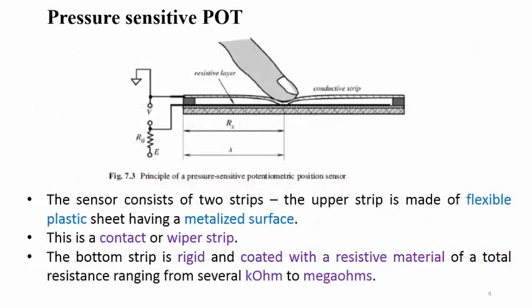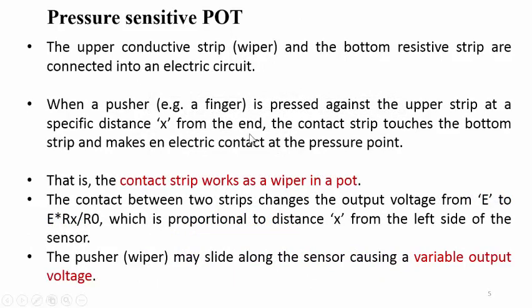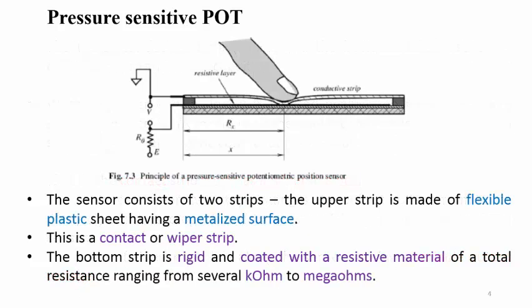When the pusher or the finger is pressed against the upper strip at a specific distance x, here x indicates the distance from the end, the contact strip touches the bottom strip, that is the resistive composition based bottom strip, and makes an electric contact at the pressure point. That is, the contact strip works as a wiper like your previous potentiometer. So the contact between these two strips changes the output voltage from E into Rx by R0.